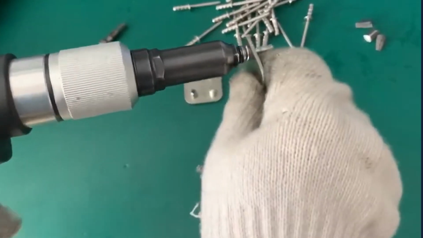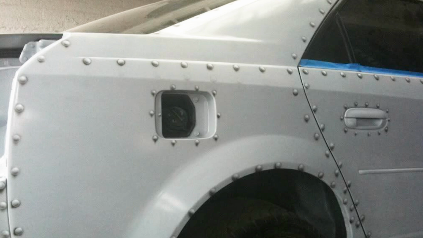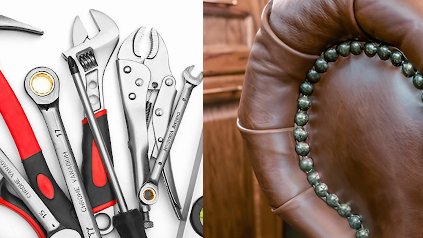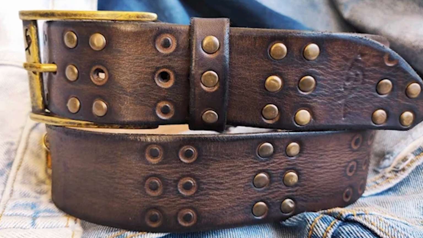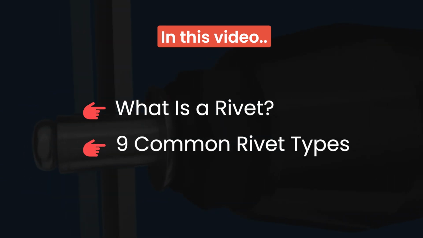Rivets may look simple, but they are one of the most useful fasteners in manufacturing. You can find them in aircraft, vehicles, sheet metal housings, tools, furniture, and even leather products. In this video, we'll explain what a rivet is and break down 9 common rivet types.